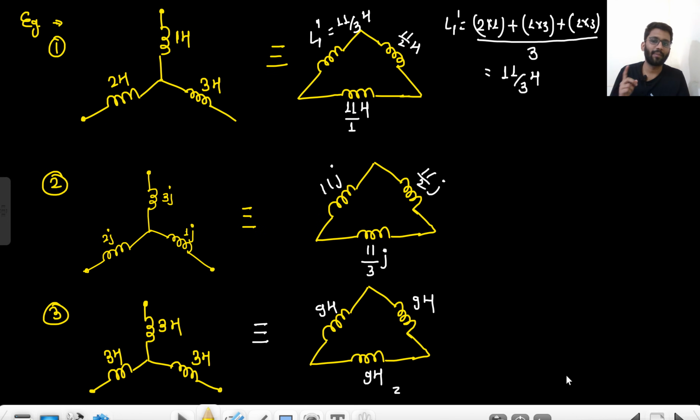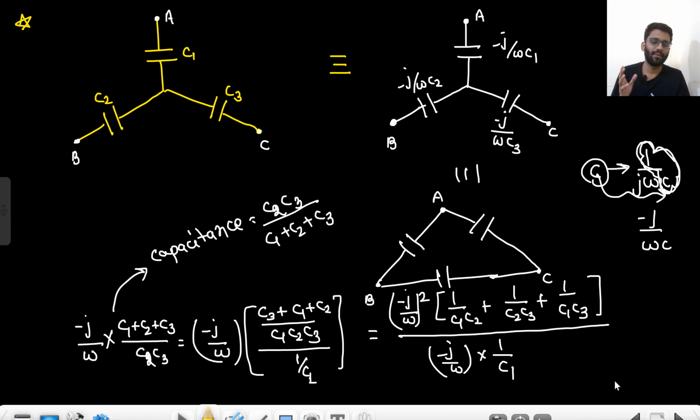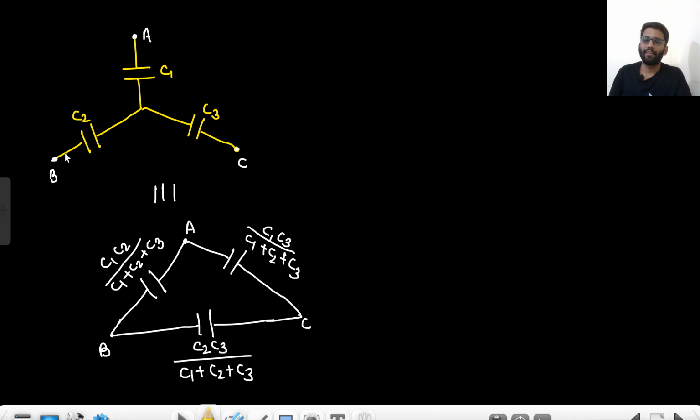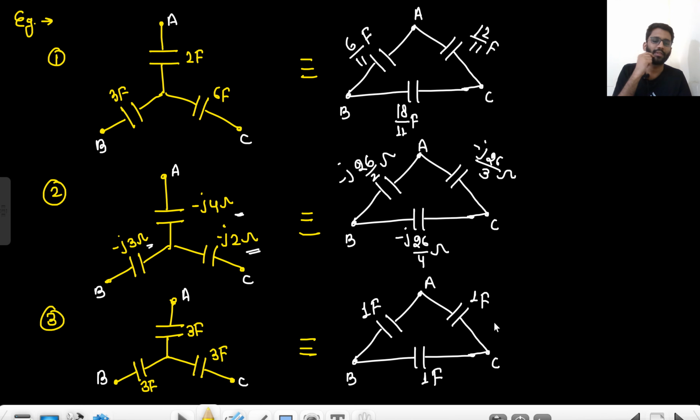Then in case of capacitor there is one different thing. Okay, in case of capacitor the formula changes, but when we are talking about the capacitance only. When we are talking about the impedance it remains the same. So when we are talking about the capacitance, the formula changes to this. Like when we are writing down this value, the multiplication of these two divided by addition of all. C1 C2 upon addition of all. C1 C3 upon addition of all. Then we saw some questions.